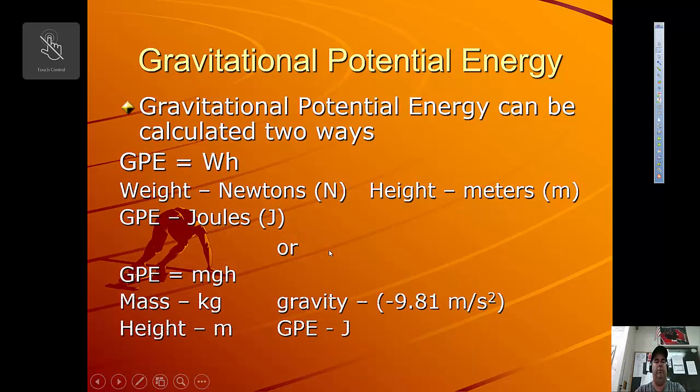Now, if that occurs, mass has to be in kilograms. Gravity, now that's not a negative, that's just my hyphen there, is negative 9.81 meters per second squared. Height is still in meters, and gravitational potential energy is in joules. So notice the difference here. They both have H. It's just, do I give you the newtons, where it's calculated out, or do I give you the kilograms, where you have to calculate the mass multiplied by the gravity and then multiplied by the height?